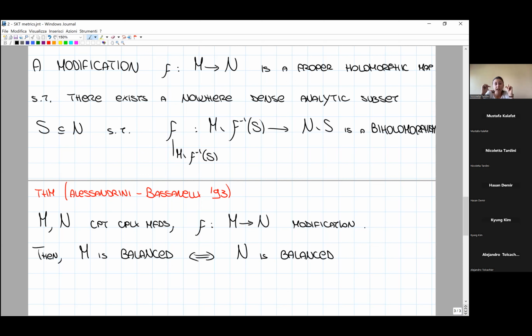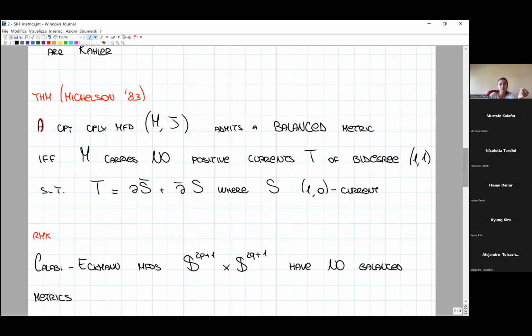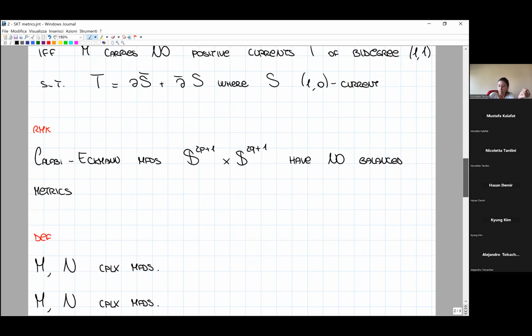This is not true for Kähler metrics. Actually, if you have a modification and one of the two manifolds has a Kähler metric, it doesn't mean that the other manifold admits Kähler metrics. But what is true is that that manifold will admit a balanced metric, because Kähler metrics are balanced. And so the modification preserves the existence of balanced metrics. And this theorem was proved by Alessandrini and Bassanelli using this characterization of Michelsohn in terms of currents.